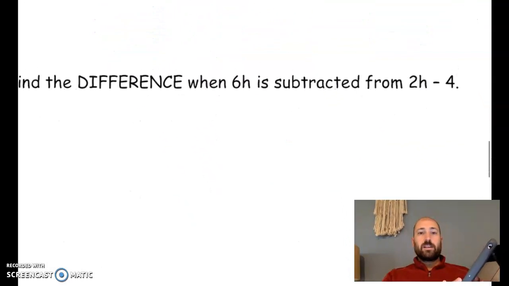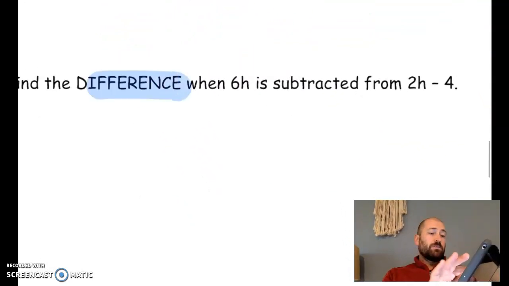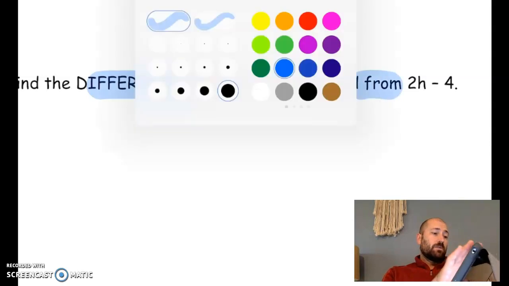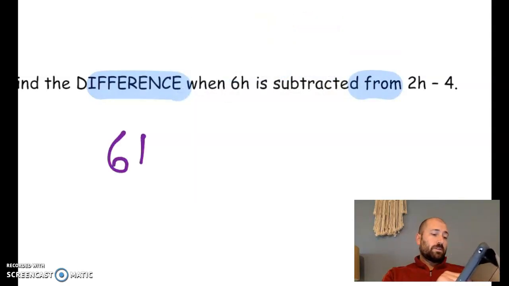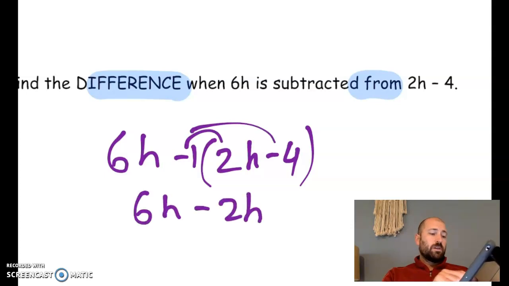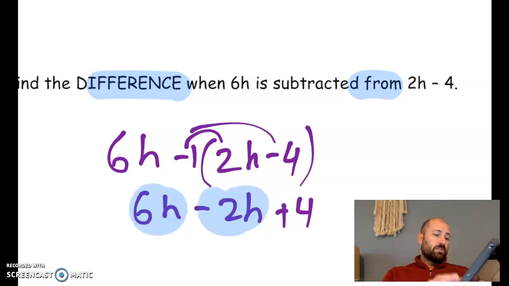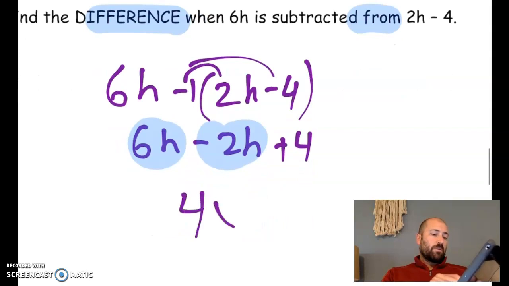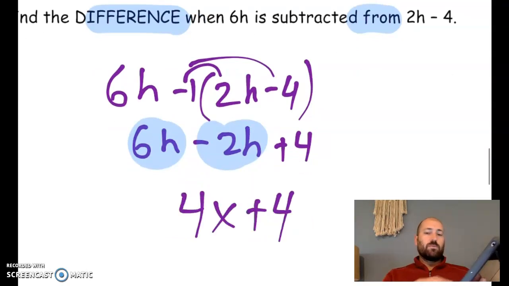This is when I'm finding a difference when it's subtracted from again. So here we go, 6h minus 2h minus 4. Distribute the 1: 6h, negative 1 times 2h is negative 2h, negative 1 times negative 4 is positive 4. Combine like terms, just the h's, I have 4h plus 4.